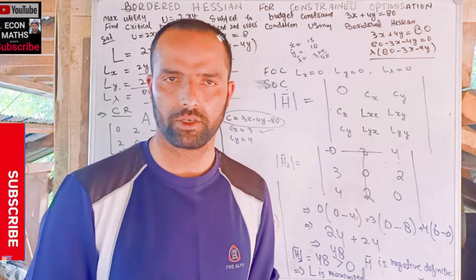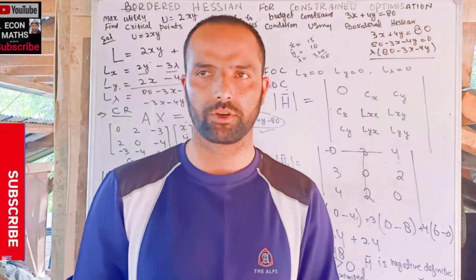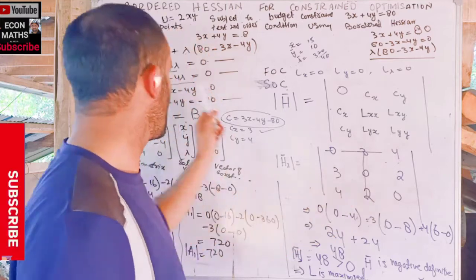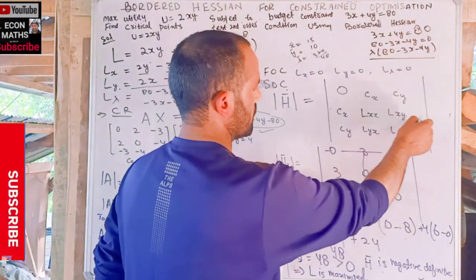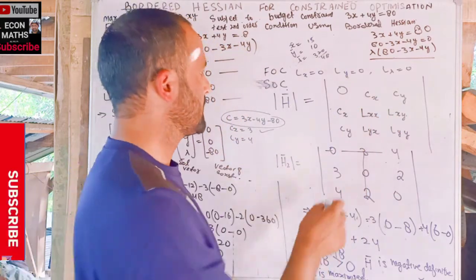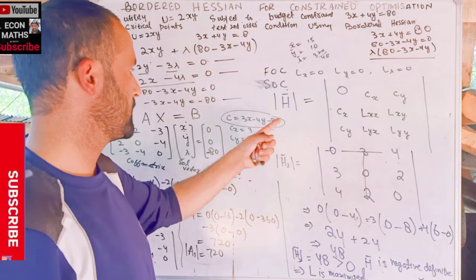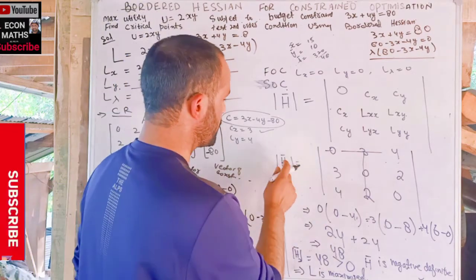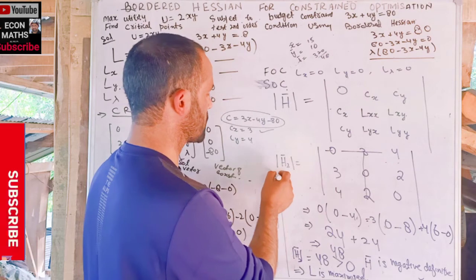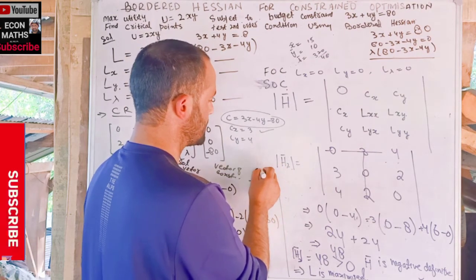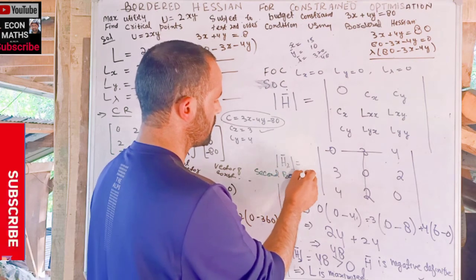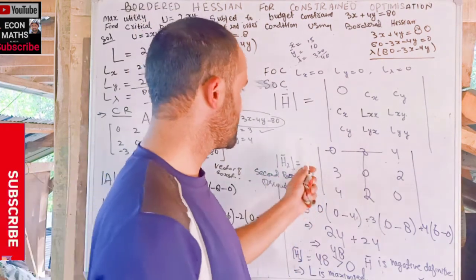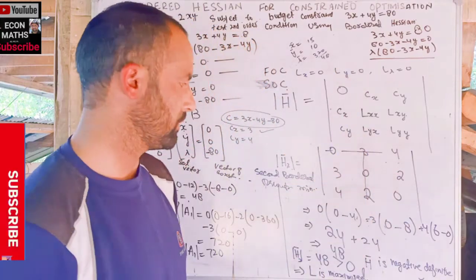To check the second order condition, we form a new matrix which is called the bordered Hessian matrix, which is formed by taking the second partial derivatives of this Lagrange function, and we border these derivatives with the first derivatives of the constraint. So this is our constraint. We take the first derivatives with respect to x and y, cx cy. Okay. After that, we form this matrix, that is H2, which is called the second bordered principal minor.